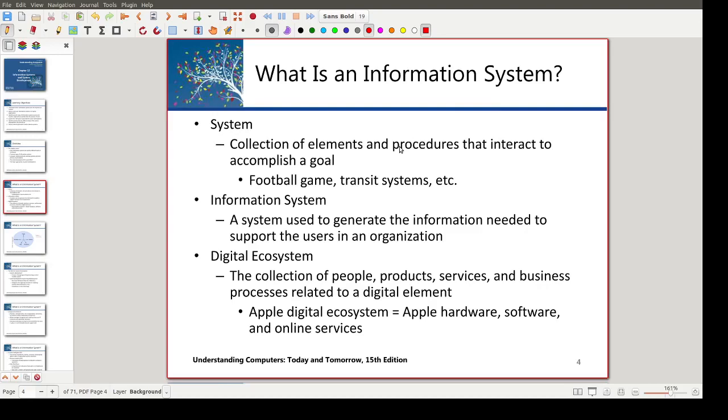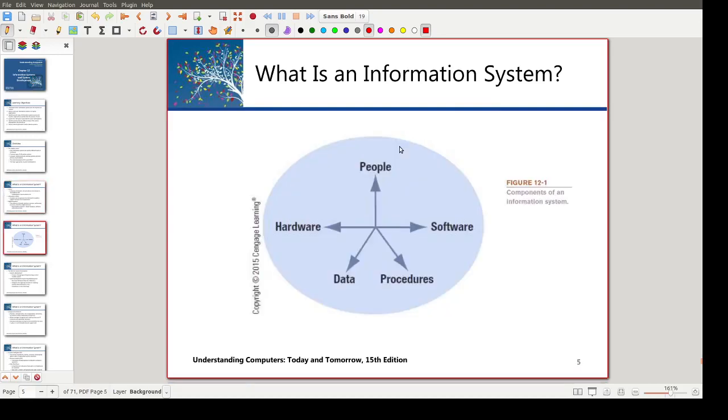So what is a digital ecosystem? It is a collection of people, products, services, and business processes related to a digital element. So the Apple digital ecosystem includes Apple hardware, software, and online services. So what are the components of an information system? The information system works on hardware and uses software, given some procedures and data, and there are some users who operate this system and get their needed information from that system. So these are the 5 components of an information system: people, hardware, software, data, and procedures.